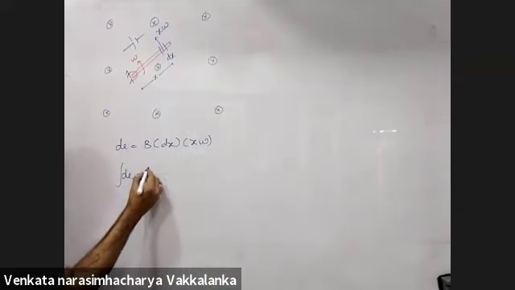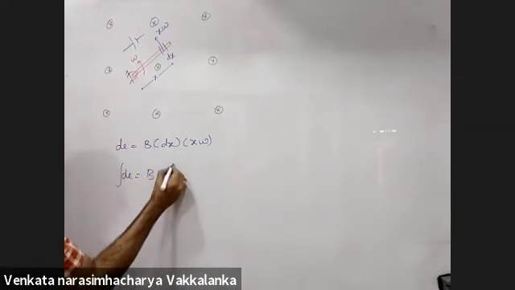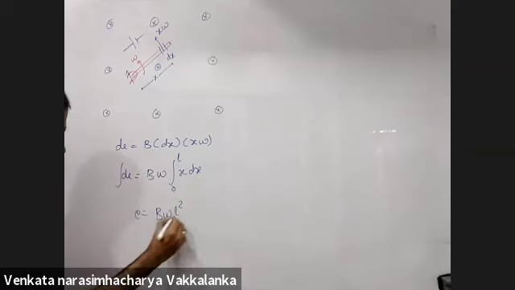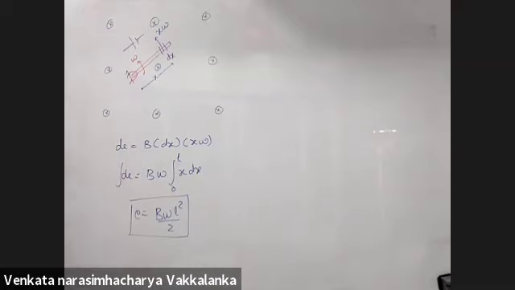So integral of B v dx. B is constant, omega is constant. x dx from 0 to L gives B omega L square by 2. So for a thin rod rotating with an angular velocity omega, motional EMF is B omega L square by 2. A standard formula which you are expected to remember.